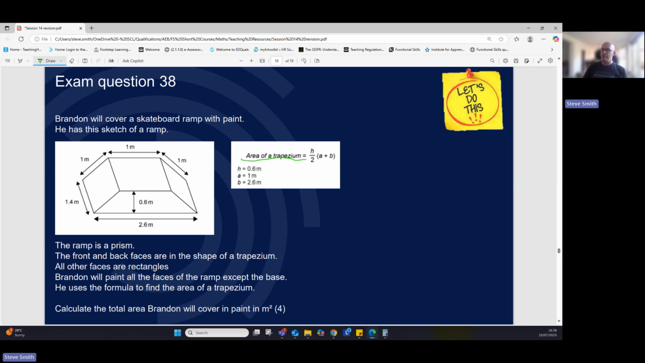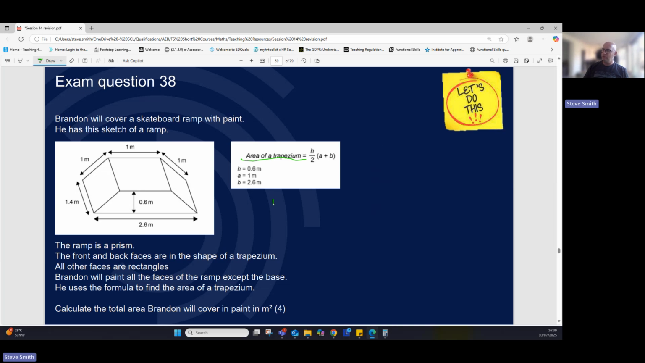Brandon will paint all the faces of the ramp except the base, so he's not going to paint underneath it. He will use the formula to find the area of the prism. Calculate the total area Brandon will cover in paint. So it's not how many tins of paint he needs or how much it's going to cost. It's a more straightforward question because we're following a formula for the surface area.